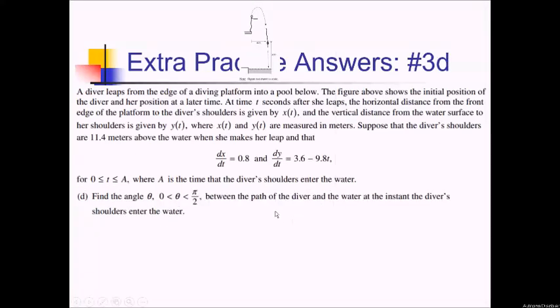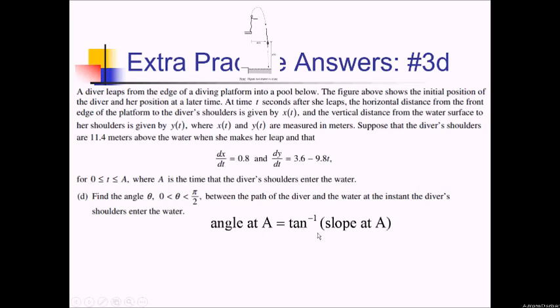For this last part of the problem, they want the angle between the path of the diver and the water the instant our shoulders enter the water. So for this one, the key is taking a look at what you've got and what you need. We've got stuff about x and y values up here. We need something about an angle. Well, if you want to get an angle out of x and y values, then you're going to need to use the tan function. Specifically, if you want the angle of entrance, you need to figure out the slope at which we are entering the water and basically take the inverse tan of that slope at time a.